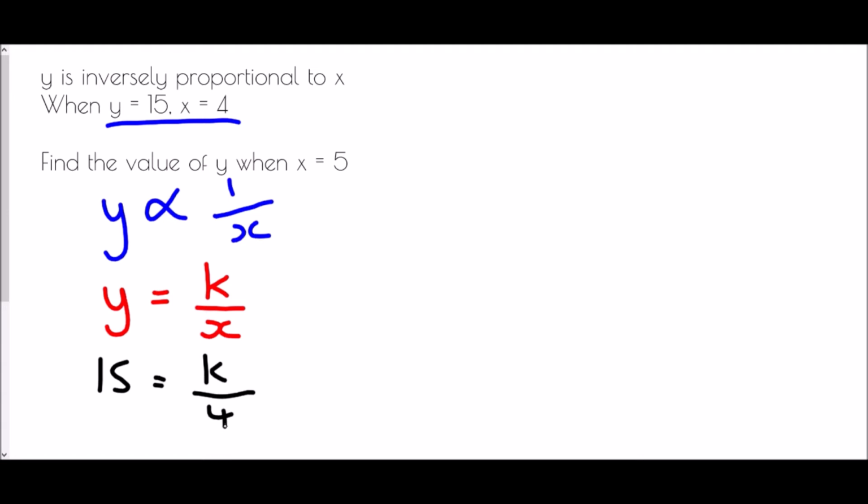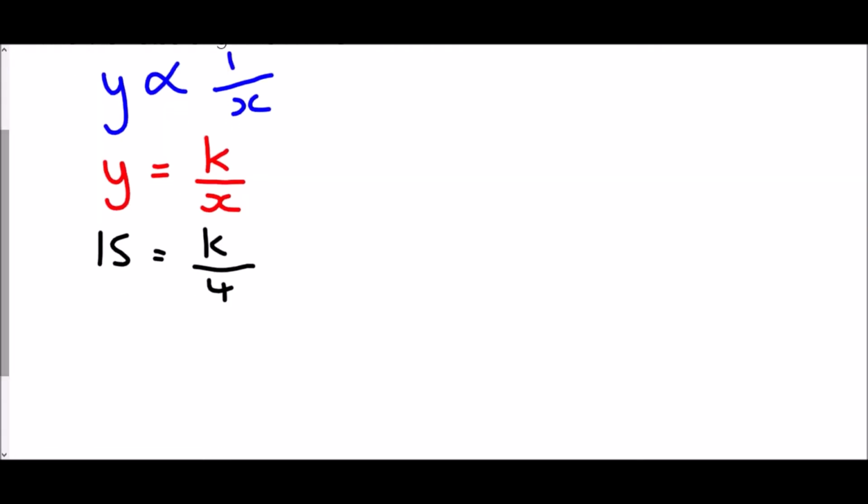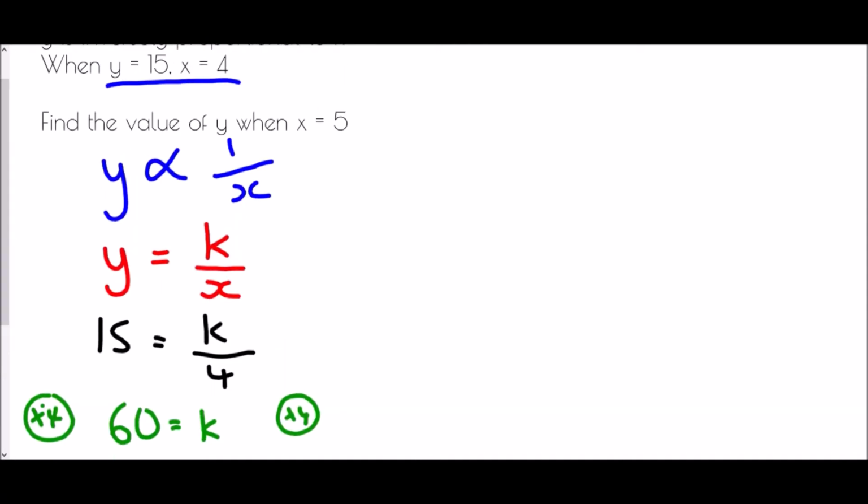So how am I going to work out what k is this time? Well, because I'm dividing by 4, I'm going to do the opposite, and I'm going to multiply both sides by 4. 15 times 4 is 60, and so that is what k is. That is stage 1 complete. So I move to stage 2.